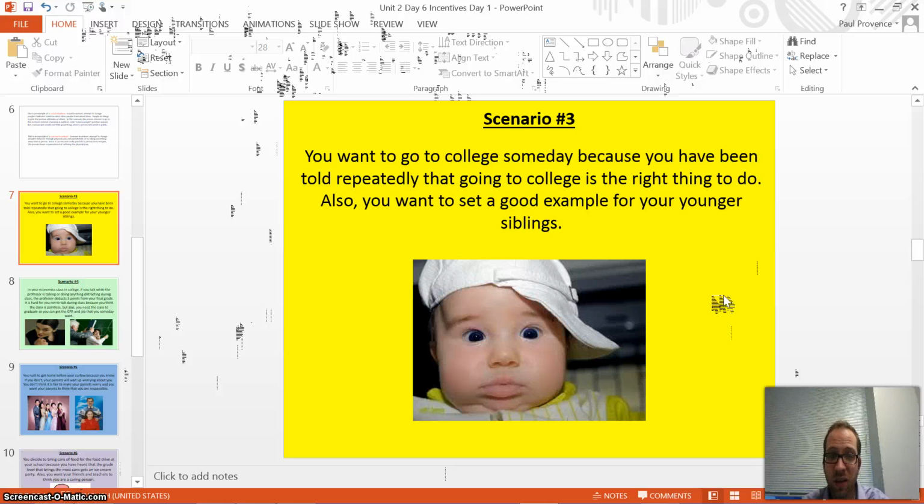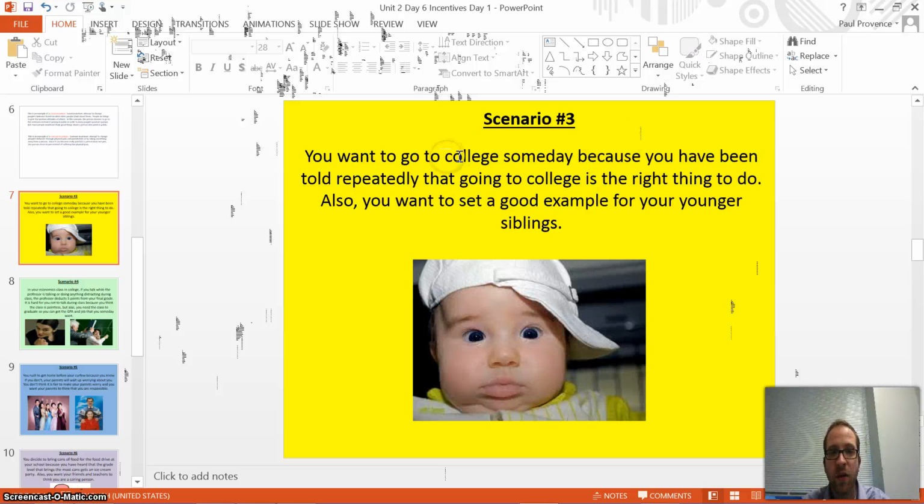When we say you've been told it's the right thing to do, and you want to set a good example, that's actually a social incentive, because it's based on what other people think about you. Do you want people to think that you're smart and that you're on the right track? Then you go to college. Do you want your younger siblings to think you're a good older brother or sister? That's about what other people think of you. So it's actually a social incentive, not a moral incentive.